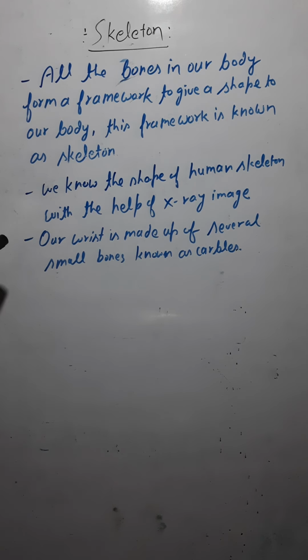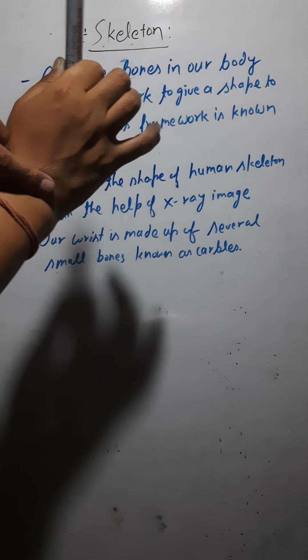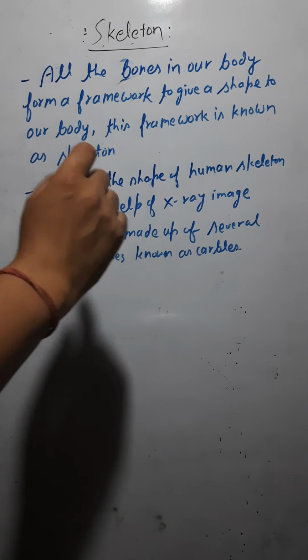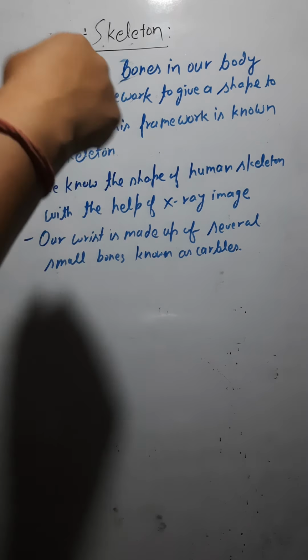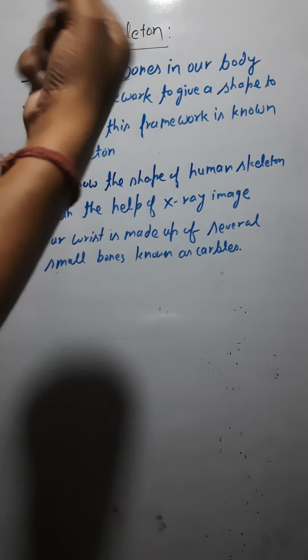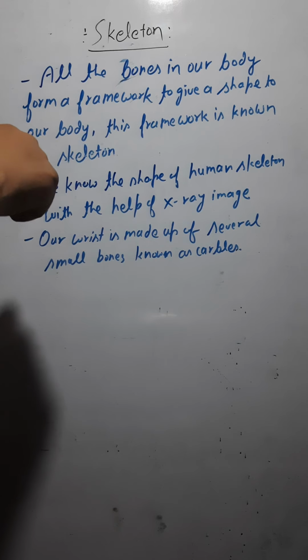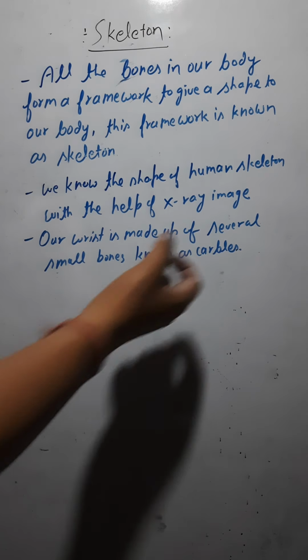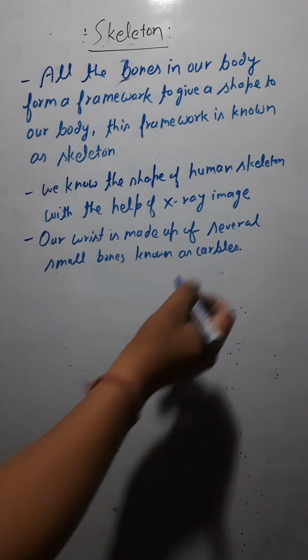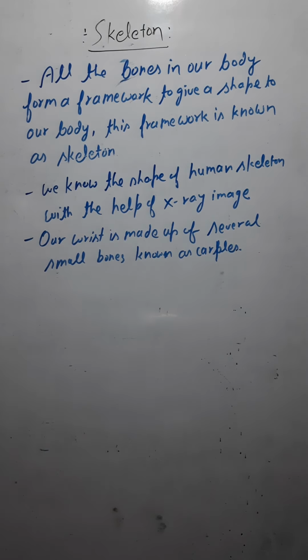Now the next point in the human skeleton, all the points that you have to write. The next point is our wrist. Our wrist is made up of several bones. Suppose we have the wrist here, we can move our wrist like this. Here also we have some bones. The bones in the wrist are known as the carpals.